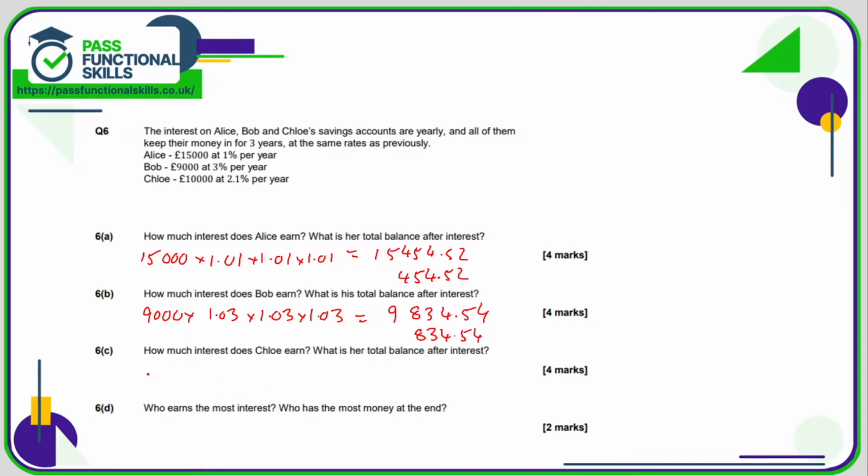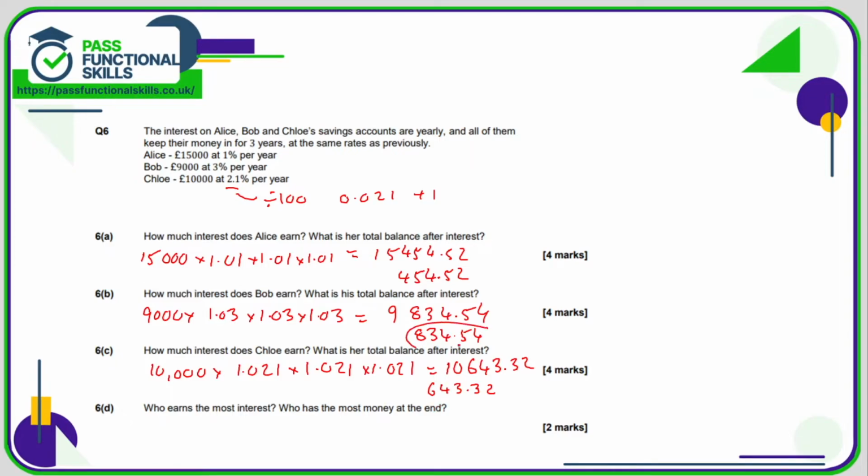And for Chloe, it's going to be 10,000 multiplied by 1.021 times 1.021. Got to be careful with this one. If you're struggling with the multiplier, remember, divide the percentage by 100. So it's going to be 0.021 and then add 1 to it. That's where this number comes from. So multiply it by 1.021 3 times, and that will turn the 10,000 into £10,643.32. So the interest is £643.32.